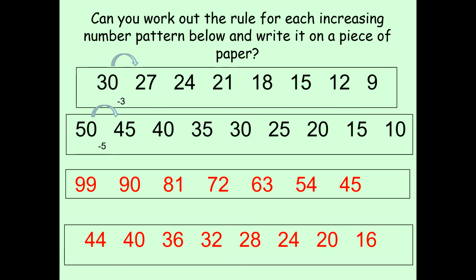Okay, we've got some slightly bigger numbers now. We're jumping all the way up to 99. Then we come down to 90, 81, 72, 63, 54, 45, which would mean this rule would be, that's it, -9 each time. Okay, for the last one, we've got 44, jumping down to 40, then to 36, 32, 28, 24, 20, 16. You got it. It's -4 each time. How did you get on with each of these?